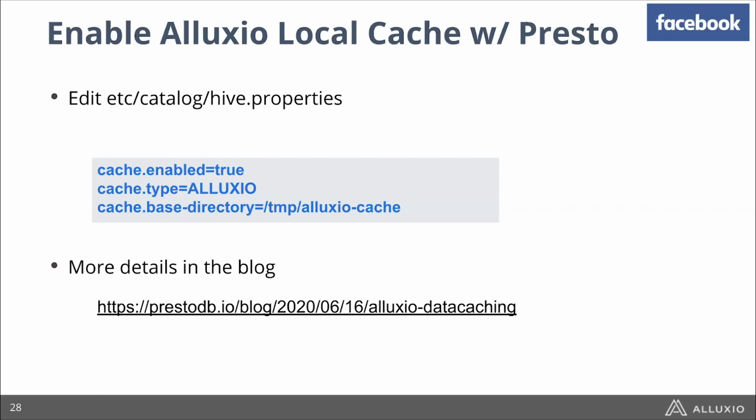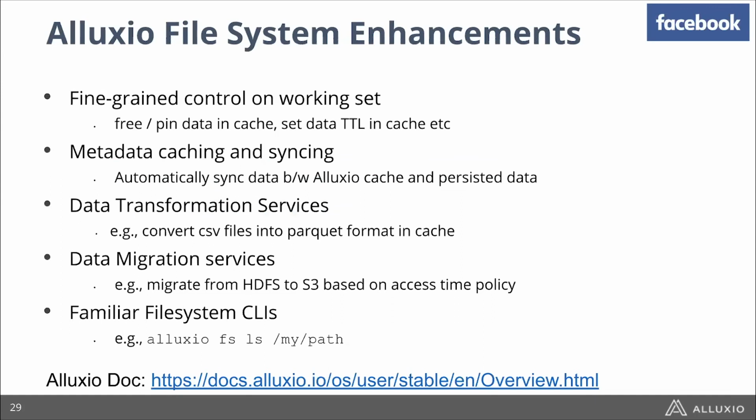Next slide. This is my last slide. The embedded version of Alluxio Cache provides you the basic functionality, but there is a lot more if you are looking for a full-featured, distributed caching system. This is something called the Alluxio file system, including fine-grained control. You can free and pin data in the cache, or do metadata caching and syncing, and automate this process if there is any change on your backend. So you can just invalidate the cache in Alluxio space.